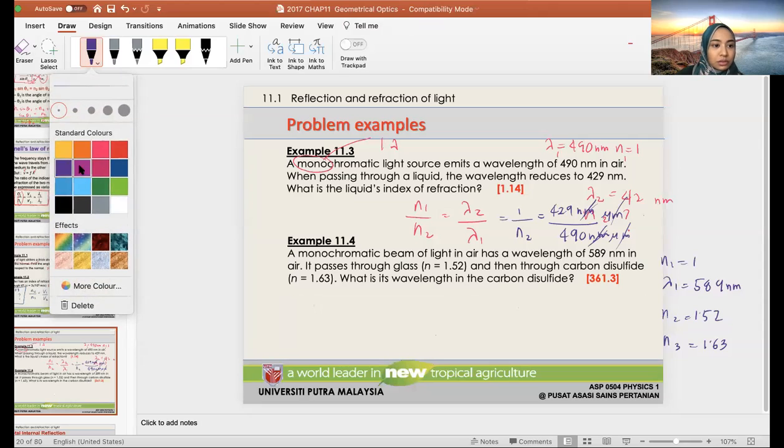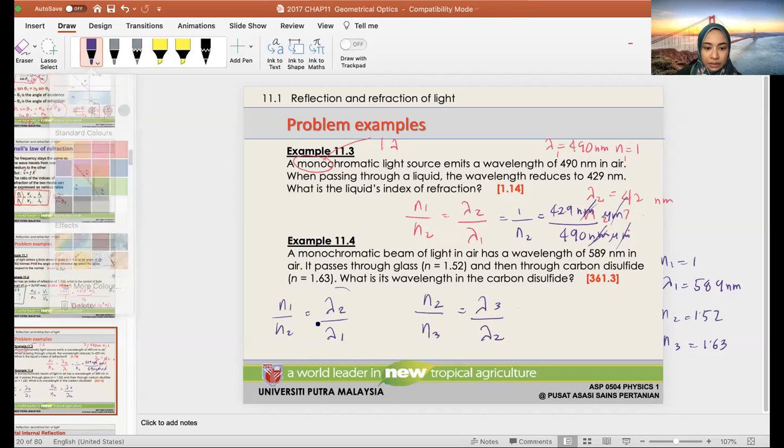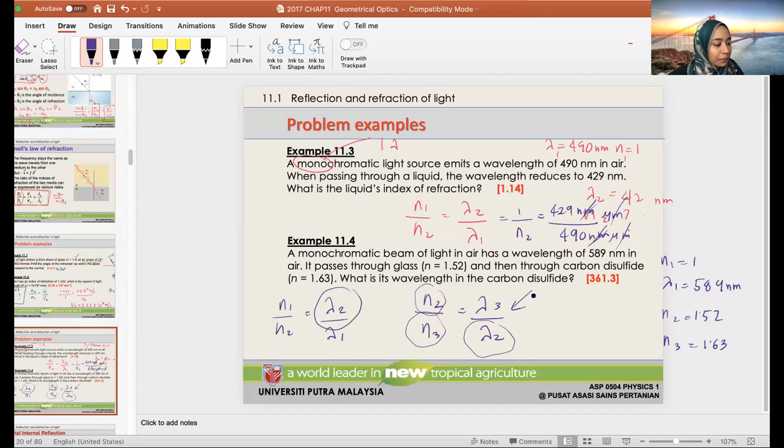Okay, there are two ways to solve this. First, you solve N1 over N2 to find out what lambda 2 is. N1 over N2 equals lambda 2 over lambda 1, terbalik. And then, once you find out lambda 2, N2 over N3 equals lambda 3 over lambda 2. We know N2, we know N3, so we can find lambda 3.